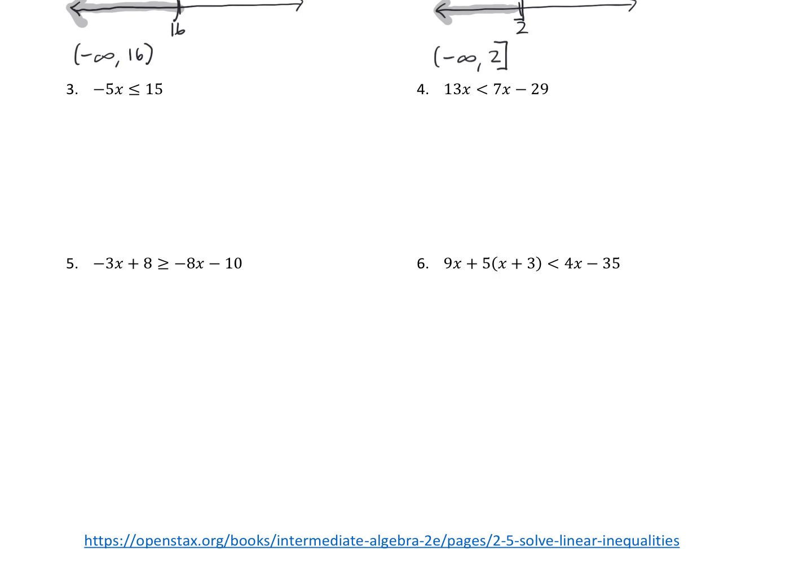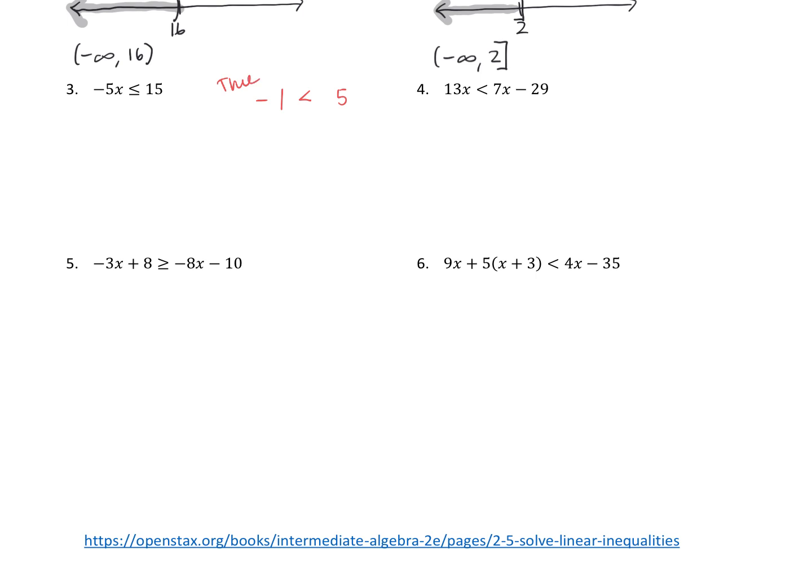All right, number 3. I've got negative 5x is less than or equal to 15. When you're solving this, there is kind of a trick here. So let me just do a quick example. If I have, let's say I have negative 1 and 5. Hopefully you would agree that negative 1 is less than 5. So this is a true statement.